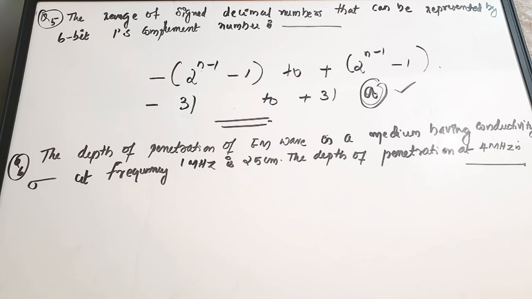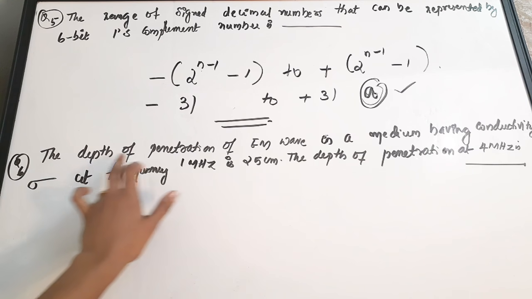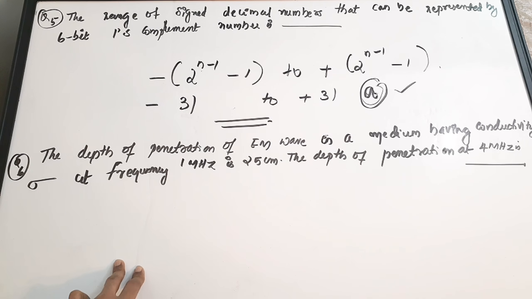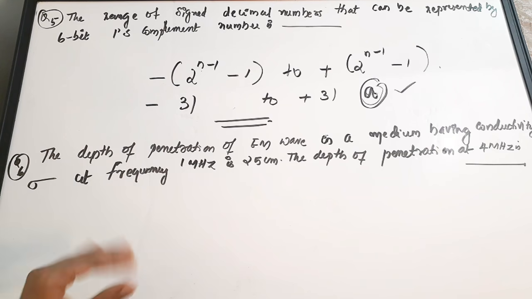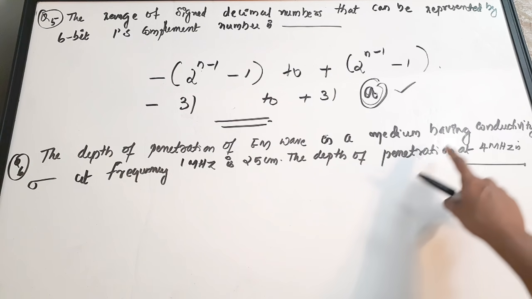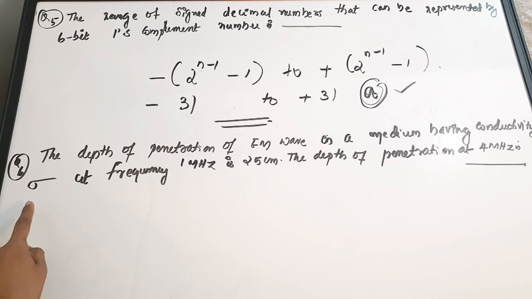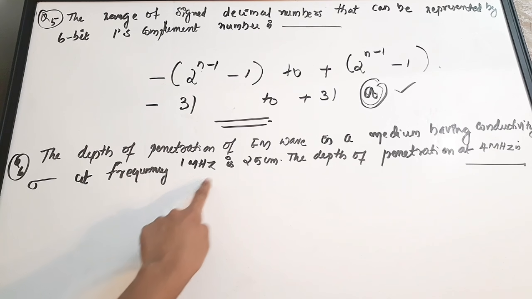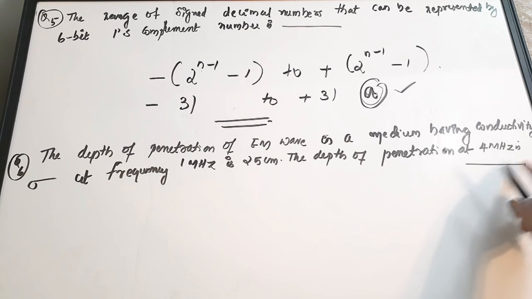Next question is from electromagnetic theory again. Here the question is the depth of penetration of EM wave. This is actually regarding the skin depth. The depth of penetration of EM wave in a medium having conductivity sigma at frequency 1 megahertz is 25 centimeter. The depth of penetration at 4 megahertz is dash.